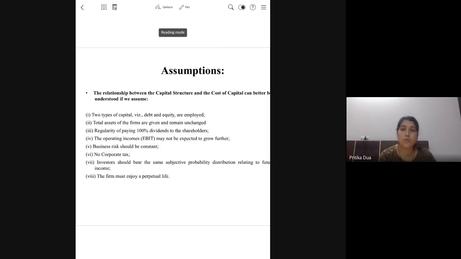Risk is constant, there are no corporate taxes. Now this is something which is purely hypothetical. Okay, so you cannot avoid corporate taxes in the real world, but here when we are explaining the theory, we take these assumptions. And investors have the same subjective probability distribution, means they have the same expectation about the EBIT in the future also. Okay, so all the investors are expecting the same future level of EBIT, and the firm has a perpetual life. Perpetual, all of you know, there is no expected decision of closing down the business. It will go on forever.